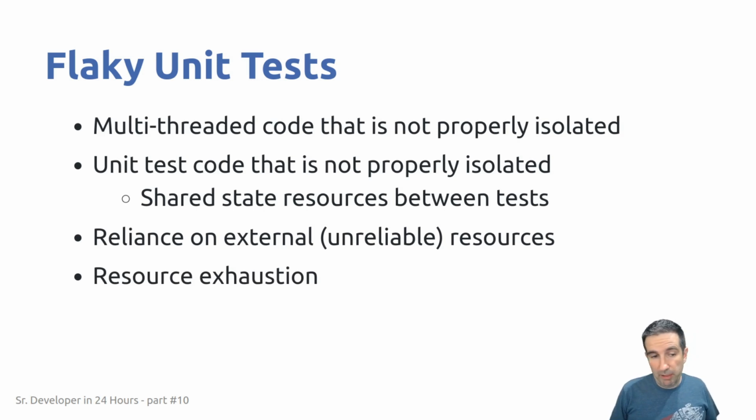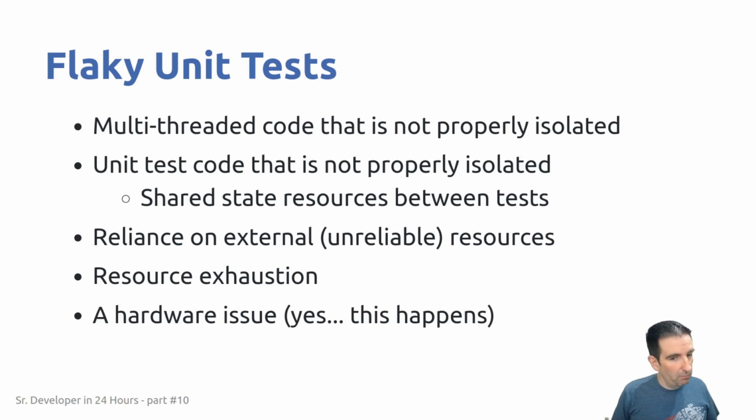And something else that could happen is resource exhaustion. When we're using too much memory, when we're using too much CPU, things like that, we could end up with unit tests that randomly fail. And finally, something that sometimes happens is hardware issues. Sometimes there are things that might not be super evident, but they cause slightly erroneous computations every so often, and that could result in flaky unit tests.